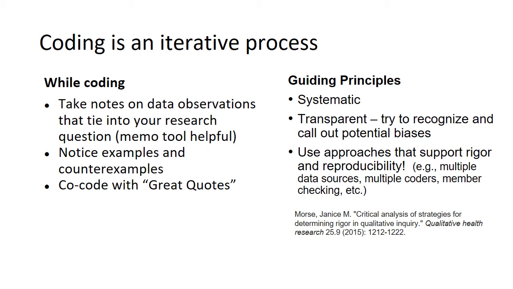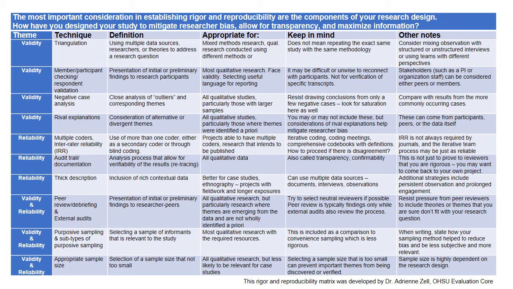You're going to use some of these guiding principles, and these are ways that you can increase the rigor and reproducibility of your work. You want to be very systematic and transparent about your approaches when you're coding your qualitative data. This is very important because it allows people to follow your thought process, and it helps to increase your ability to be methodical and have valid and reproducible results. Dr. Adrienne Zell created this slide, which I really appreciate because it shows different approaches that you could use to increase the validity or reliability of your work. You don't need to use all of them, but all of these are really great tools that you can use to increase the reproducibility and reliability.